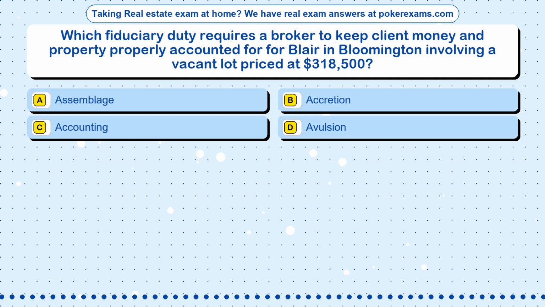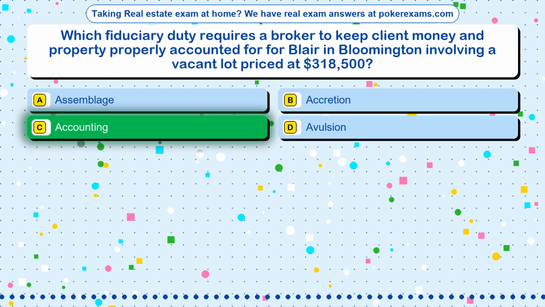Question 99. Which fiduciary duty requires a broker to keep client money and property properly accounted for Blair in Bloomington involving a vacant lot priced at $318,500? Option A. Assemblage. Option B. Accretion. Option C. Accounting. Option D. Divulsion.